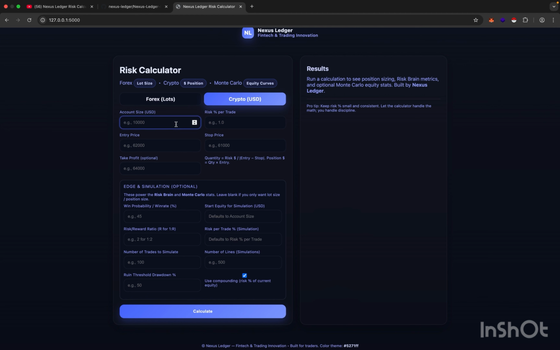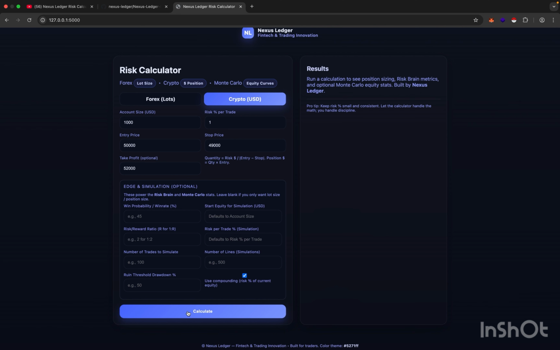So let's just go into crypto, and let's say that my account size is $1,000 and my risk per trade is 1%, just for the example case. And let's say the entry price for whatever asset or pair that I'm trading is 50,000. Let's just say that, and then the stop price is 49,000, and the take profit is, let's say, 52,000, right? So you can see that it runs a calculation to see position sizing, risk brain metrics, and optional Monte Carlo equity stats built by Nexus Ledger.